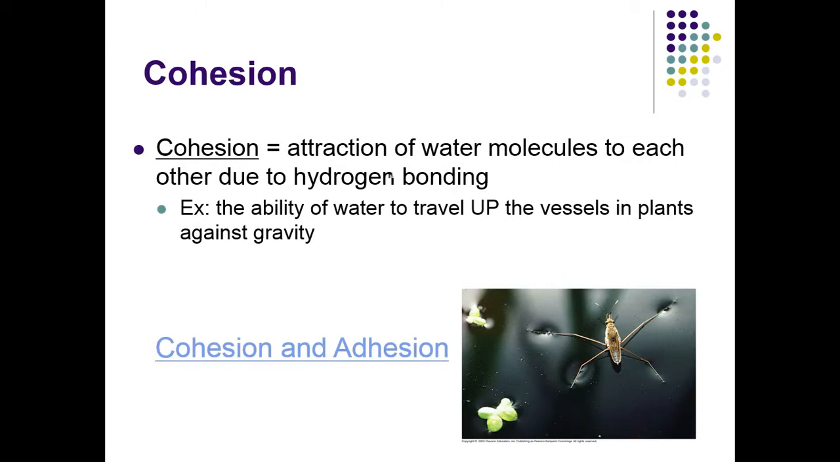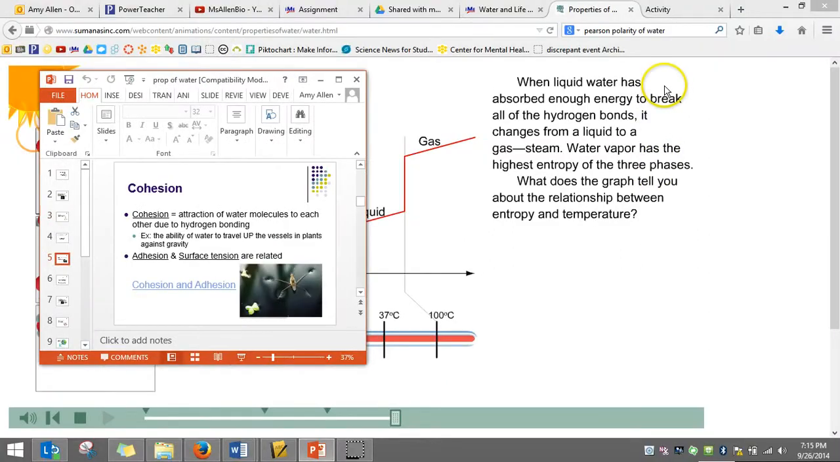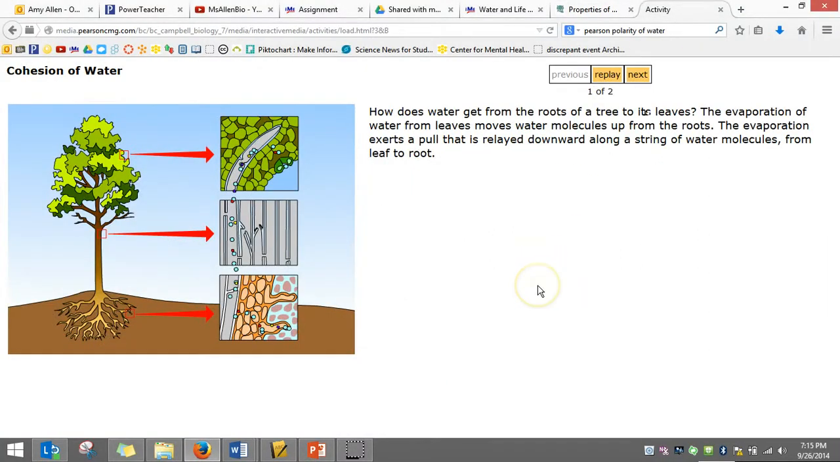Cohesion is the attraction of water molecules to each other due to hydrogen bonding. This allows water to travel up the vessels in plants against the pull of gravity. Again, let me take a moment and show you this activity from pearsoncmg.com.